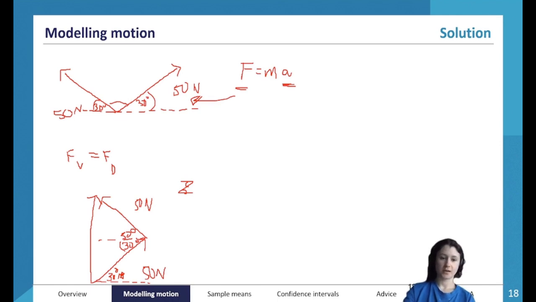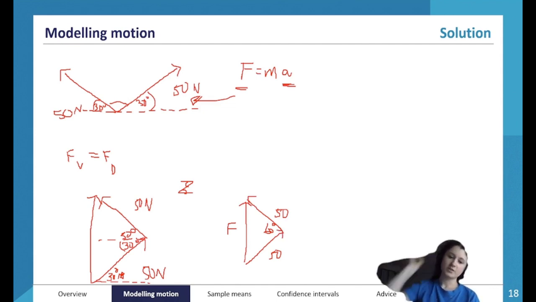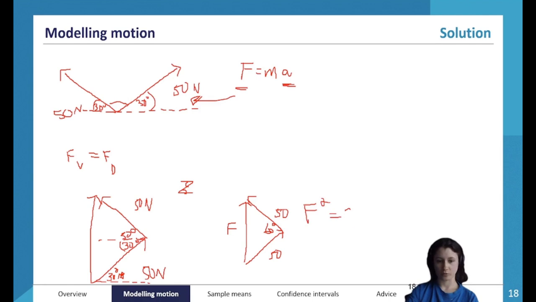Alright, so this tells us that the triangle we're trying to find looks like this. We have two 30s there, which means we have 60 degrees, 50, 50, and this is our force vector that we would like to find. So, we can use our cosine rule here to find that. So we know that F squared is going to be equal to 50 squared plus 50 squared, minus 2 times 50 squared cos 60. Let's see what we get here.